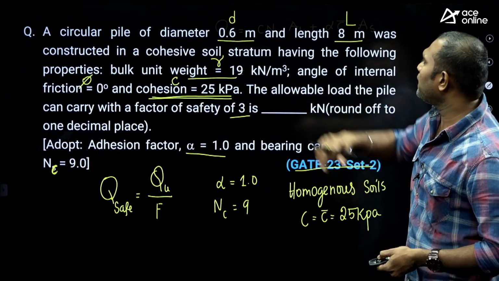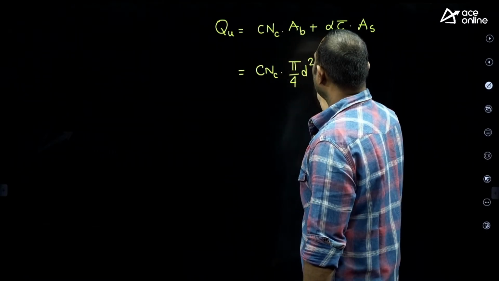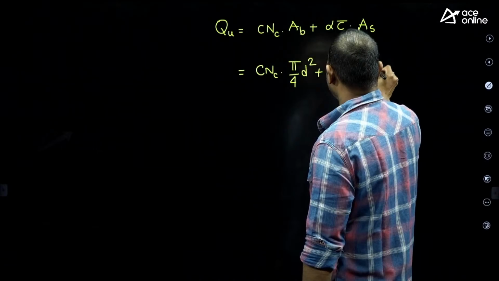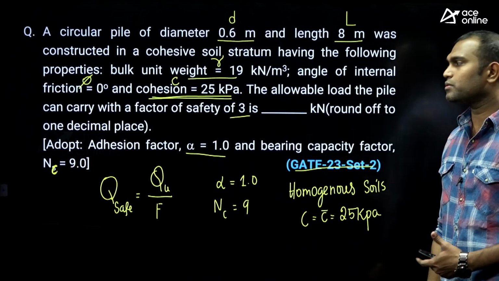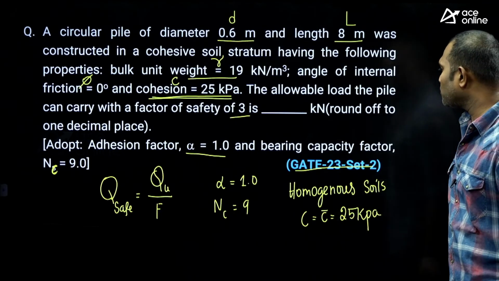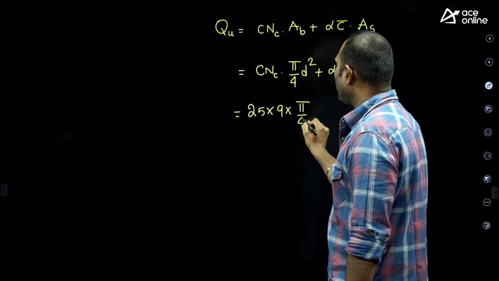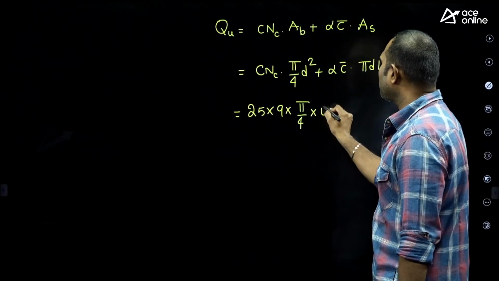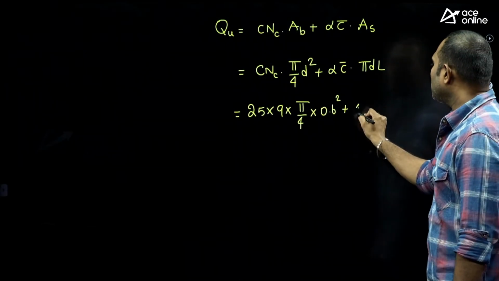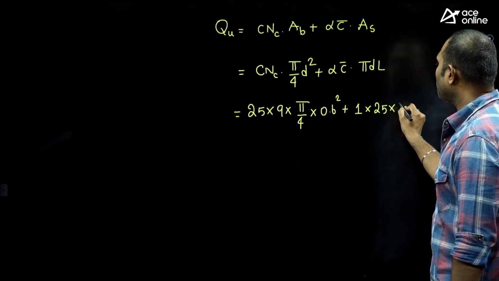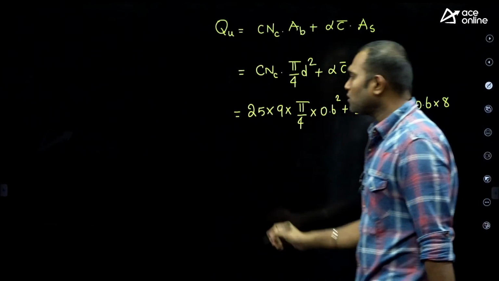Now, as it is a circular pile, I know that the NC area is pi by 4 d square plus alpha into C bar into pi d L, right? As they didn't mention anything regarding anisotropy or homogeneity, we have to take it as homogeneous soil. C and C bar both are 25, and adopt 9 NC value as 9 into pi by 4 into the d value 0.6 square plus alpha value, what is the alpha value given? 1 into C bar again 25 into pi into 0.6 into what is the L value? 8 meters. So what is the ultimate load?